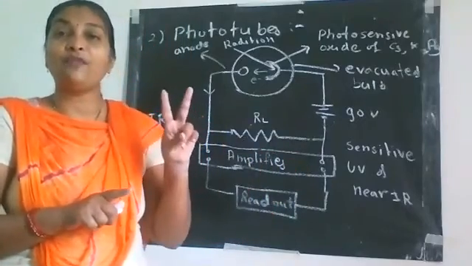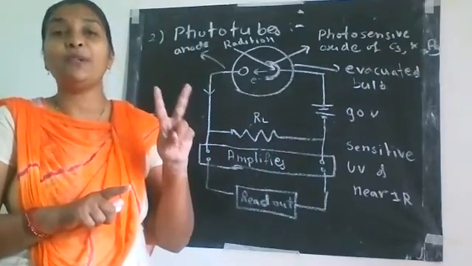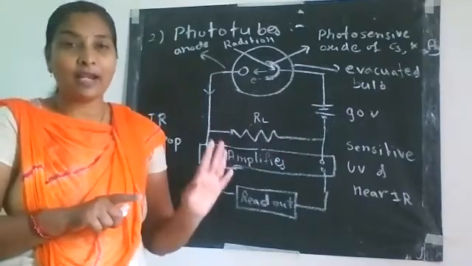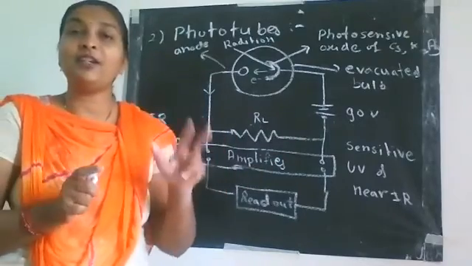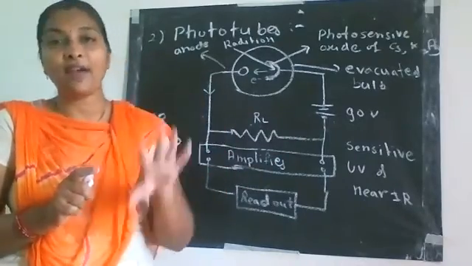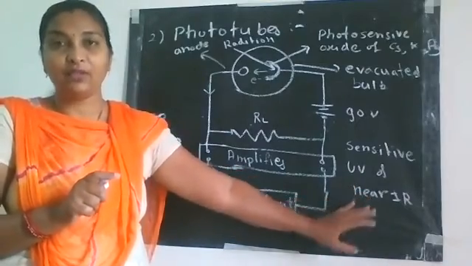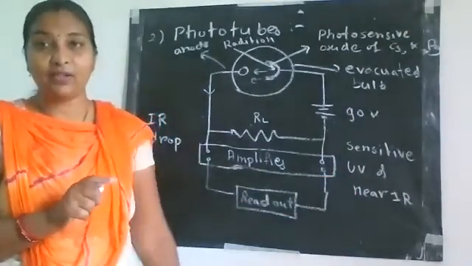So you can use it for measurement of two radiations, whole UV and near IR, not far IR. IR is divided into two regions, near IR and far IR. So this detector is used for near IR regions. So this is again the second advantage. Got this thing?